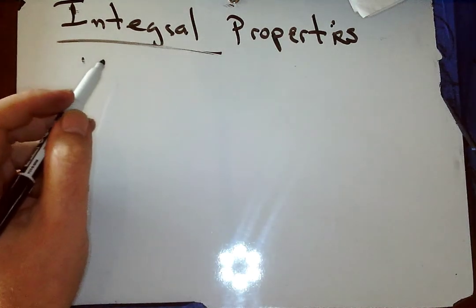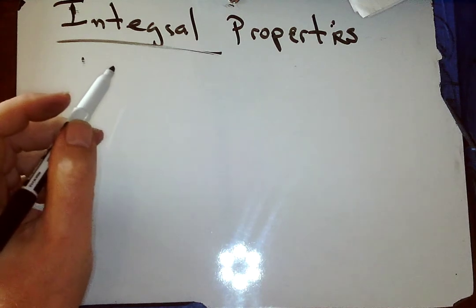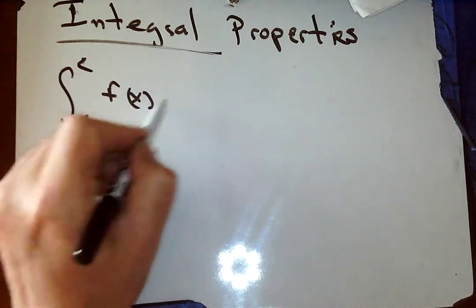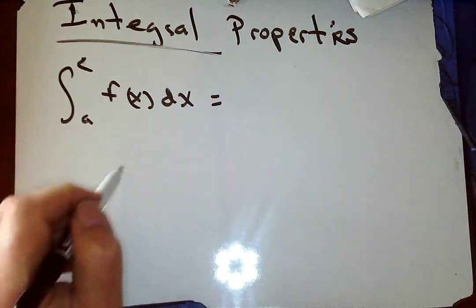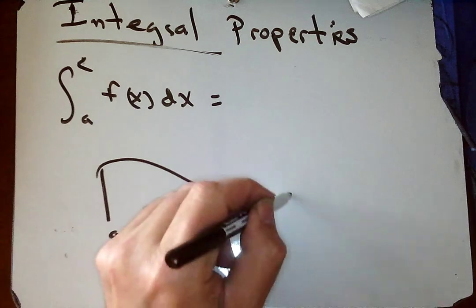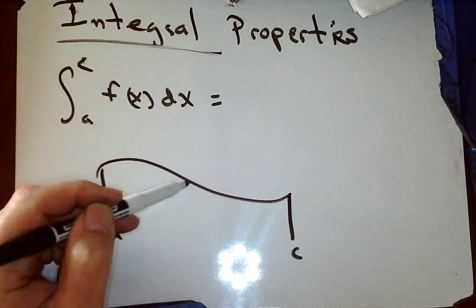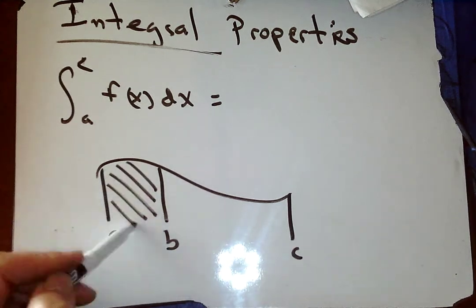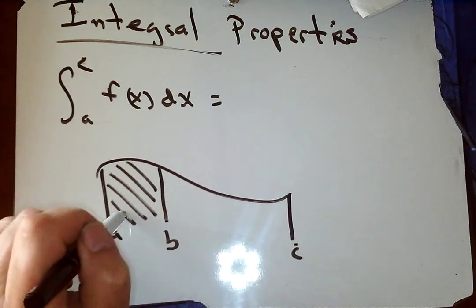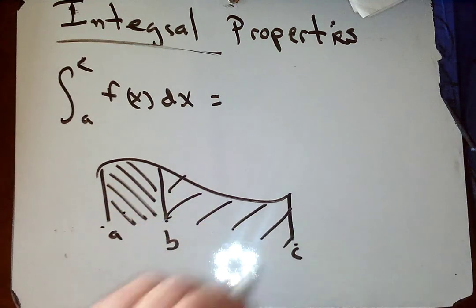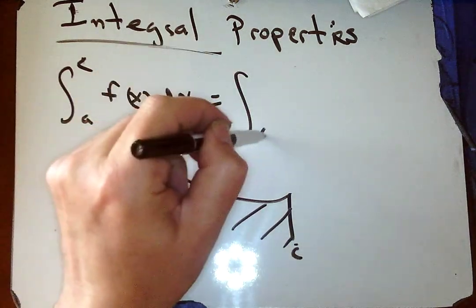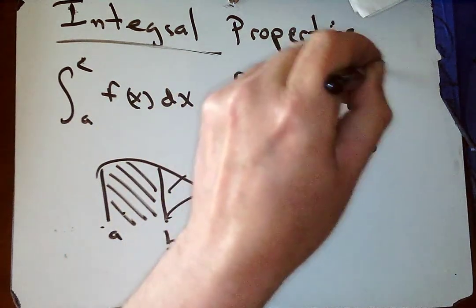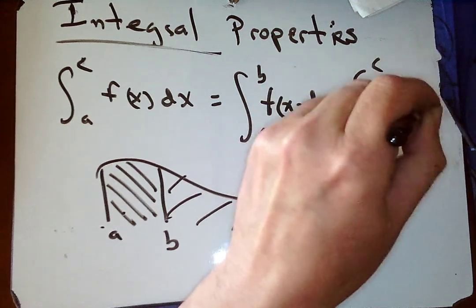Okay, I think it's the last one. No, we have 3 more. We've got the integral from a to c of f of x dx. And so here's my function. Here's a, here's c. And what I want to say is, I could actually have this b, and I could say, well, the integral from here to here is that area plus that area. The integral from a to b of f of x dx plus the integral from b to c of f of x dx.